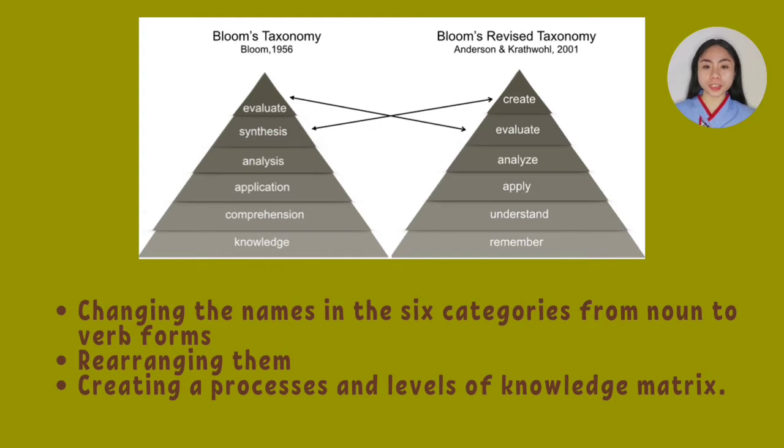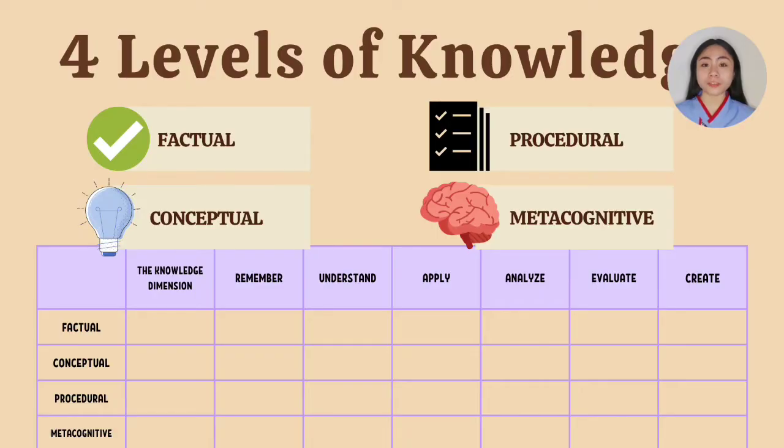In the revised cognitive taxonomy, Anderson and Krathwohl identified 4 levels of knowledge. We have factual, the basic elements or facts students must know to be acquainted with a discipline or solve problems. We have conceptual, the interrelationships among the basic elements within a larger structure that enable them to function together. Procedural, how to do something, methods of inquiry, and criteria for using skills, algorithms, techniques, and methods. And fourth, metacognitive, knowledge of cognition in general, as well as awareness and knowledge of one's own cognition.